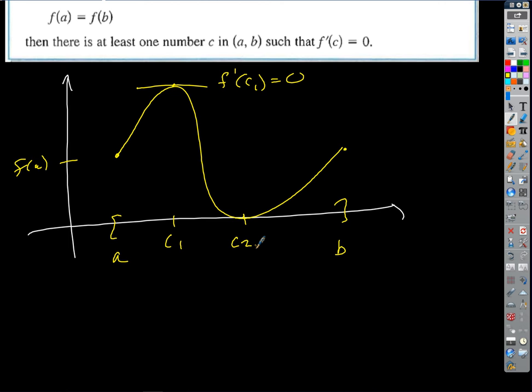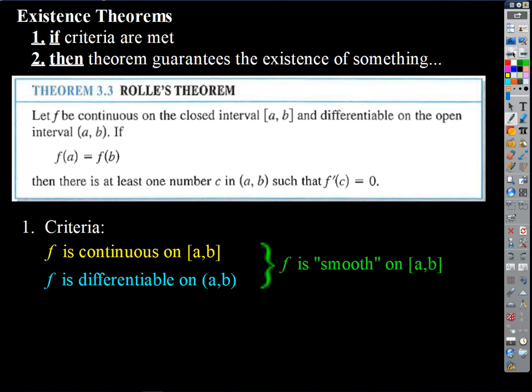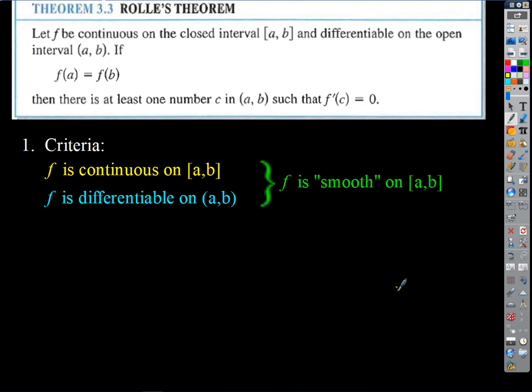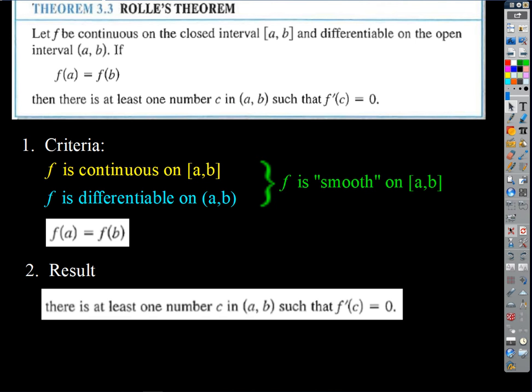That's what the existence theorem tells us: on this interval, there's going to be at least one number C between A and B such that f prime of C equals 0. Could be multiple, right? What good does that do us? Well, now we know that we can go find them without wasting our time, essentially. Okay, so that's Rolle's theorem.